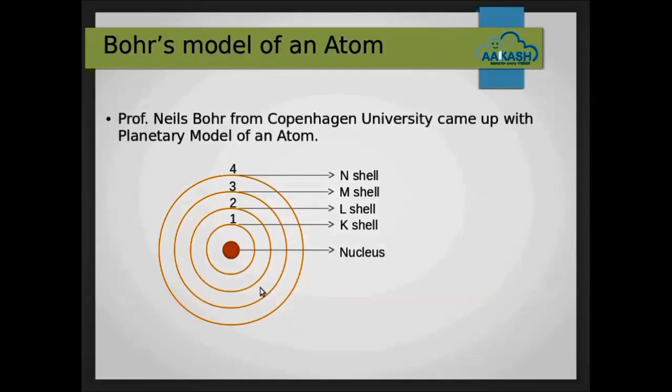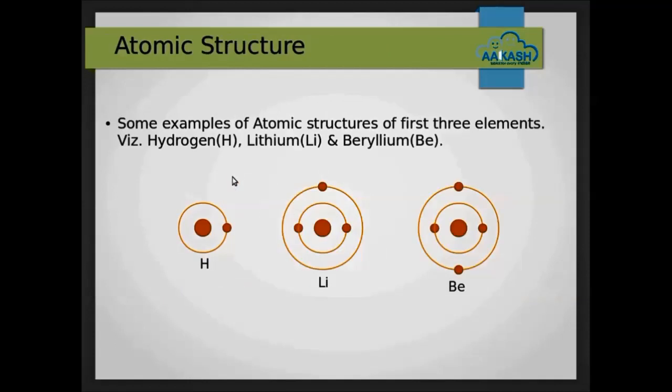Bohr's model. Niels Bohr came up with a planetary model of the atom. Here, the electrons revolve around the nucleus in circular orbits denoted by K, L, M, N shells. These are a few examples of this atomic structure. Hydrogen with one electron in the outermost orbit, lithium with two electrons in the first orbit and one electron in the second, beryllium with two electrons in the first orbit and two electrons in the second.